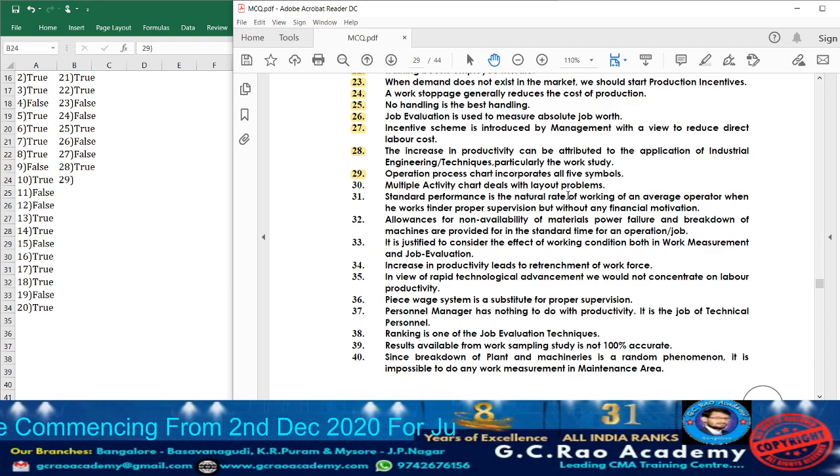What is an operation chart? We can tell it is a graphical or symbolic representation of the manufacturing operations which will be utilized to produce a product. That we are going to call the operation chart.